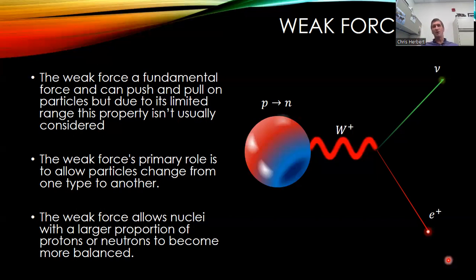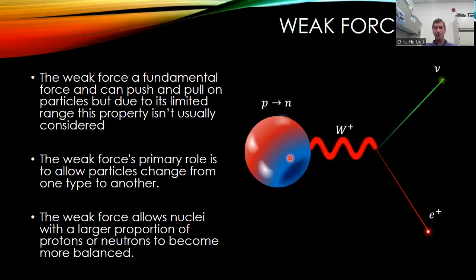So the weak force, again, it can produce a push and a pull force, but that's not so important here. The weak force can actually mediate an interaction where a proton can be turned into a neutron, or a neutron into a proton. And this is done through what are called W bosons. They're W and Z bosons.